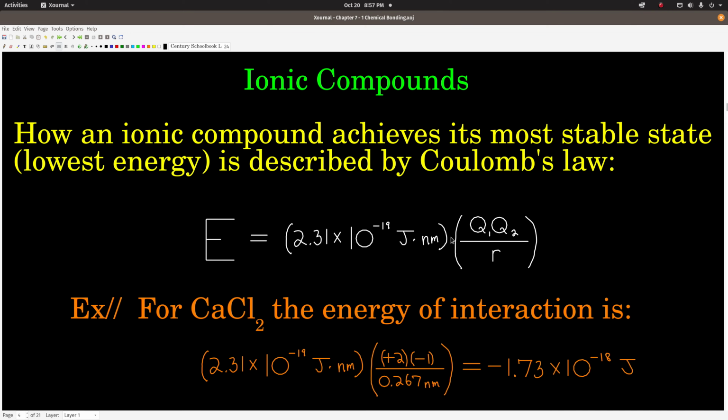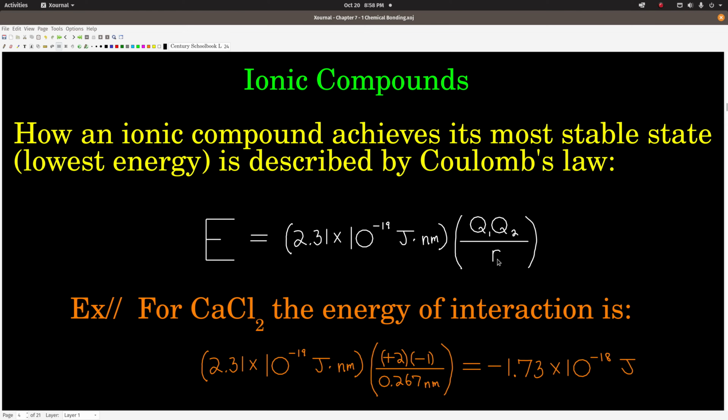Now with these units here, guys, all the units are taken out. The R is going to be in nanometers so that it cancels here, and these Q's are just the integral charges, +1, -1, +2, -2 that we put on the different ions. For example, for calcium chloride, the distance between the calcium ions and the chloride ions is about 0.267 nanometers.